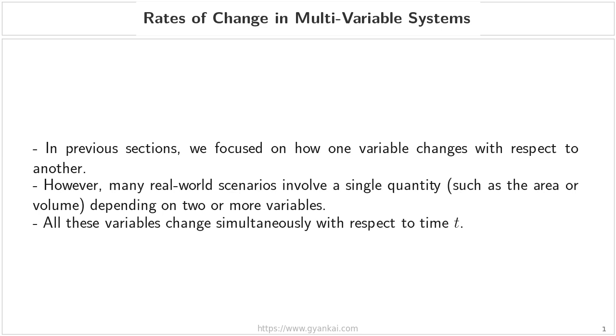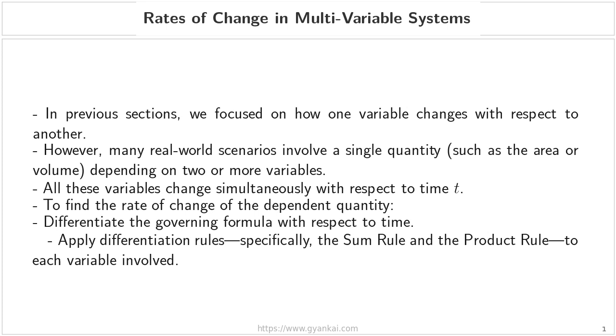The crucial point to understand here is that all of these variables are changing at the same time with respect to time, which we represent as t. So, how do we find the rate of change for such a dependent quantity? First, we must differentiate the governing formula, the equation that relates the variables, with respect to time. In doing this, we must carefully apply the standard rules of differentiation. Specifically, we will be utilizing the sum rule and the product rule for each variable involved, both of which we will examine in detail in the following slides.